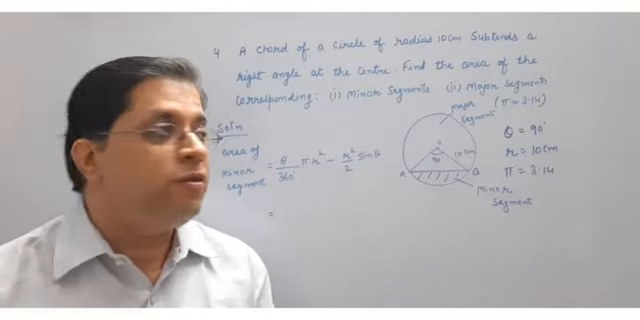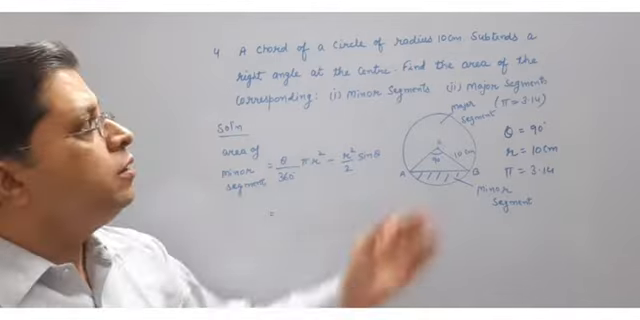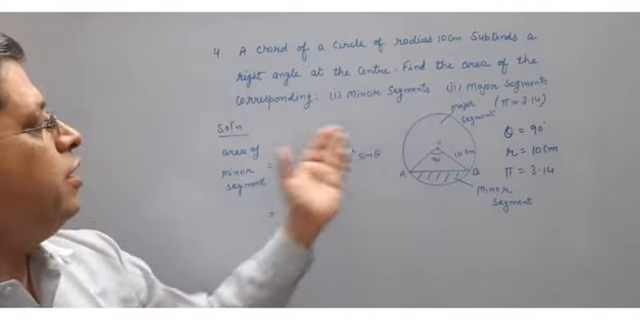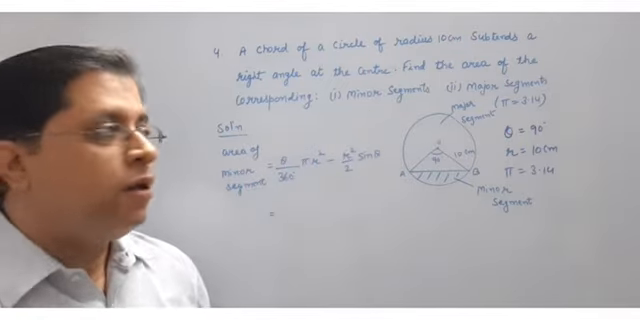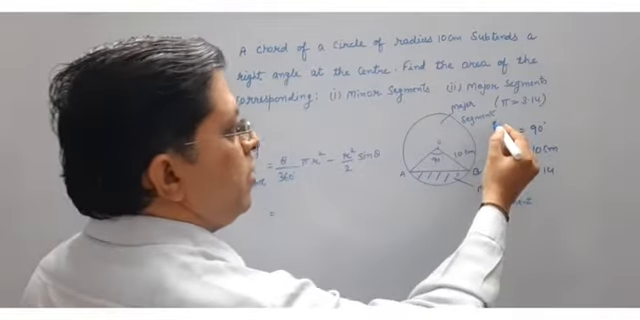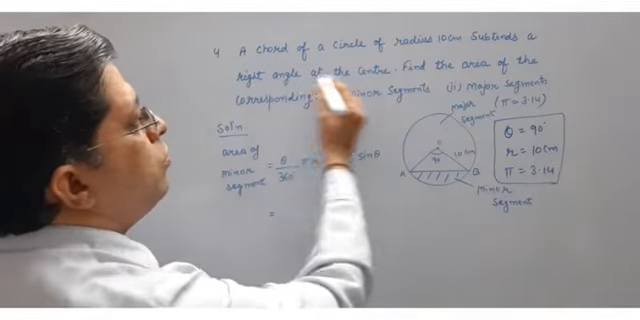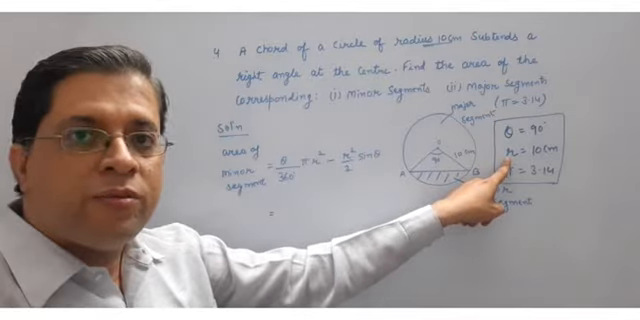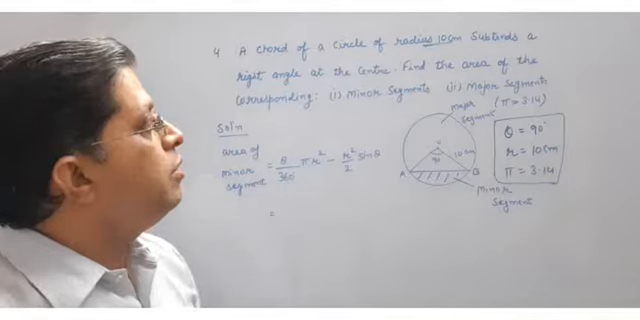Now the next question is, a chord of a circle of radius 10 centimeter subtends a right angle at the center. Find the area of corresponding minor segments and major segments. Okay, first of all, what is given to you? Three things are given to you here. One is radius, r is 10 centimeter. Right angle is given to you, theta is 90 degree.